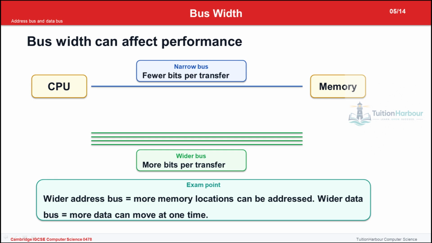Bus width. Bus width tells us how many bits can travel at one time. A wider data bus can transfer more data in each transfer. A wider address bus allows the CPU to access more memory locations. Both can affect computer performance.